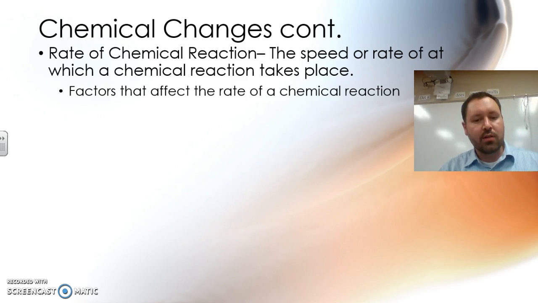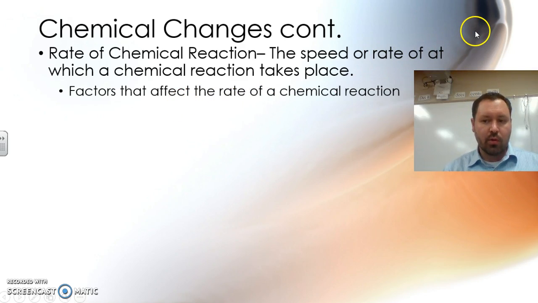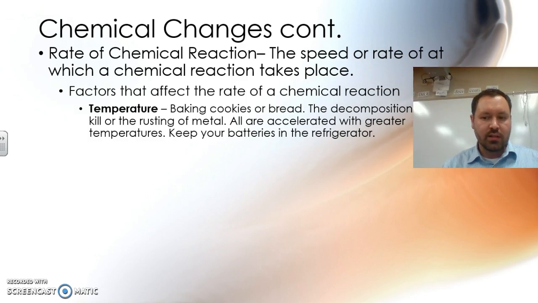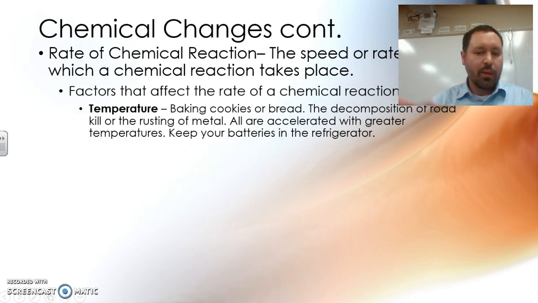So there are different factors that determine the rate or the speed at which a chemical reaction takes place. Let's talk about the factors that affect the rate of a chemical reaction. One of those factors is the temperature. For example, baking cookies or bread, the decomposition of roadkill, I know that sounds gross, or rusting of metal. Think about it for a second. Does roadkill decompose faster on a hot sunny day, or does it decompose faster when it's extremely cold out? It decomposes faster when it's hot.